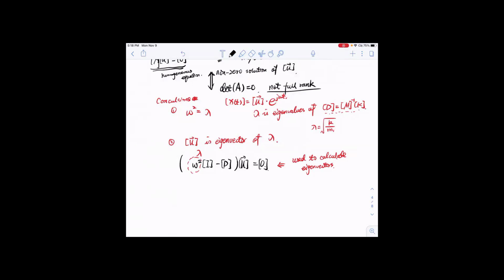By solving these, because we have two lambdas, we get two eigenvectors. If you have two lambdas, you have two eigenvectors. If you have n lambdas, you're going to have n eigenvectors.